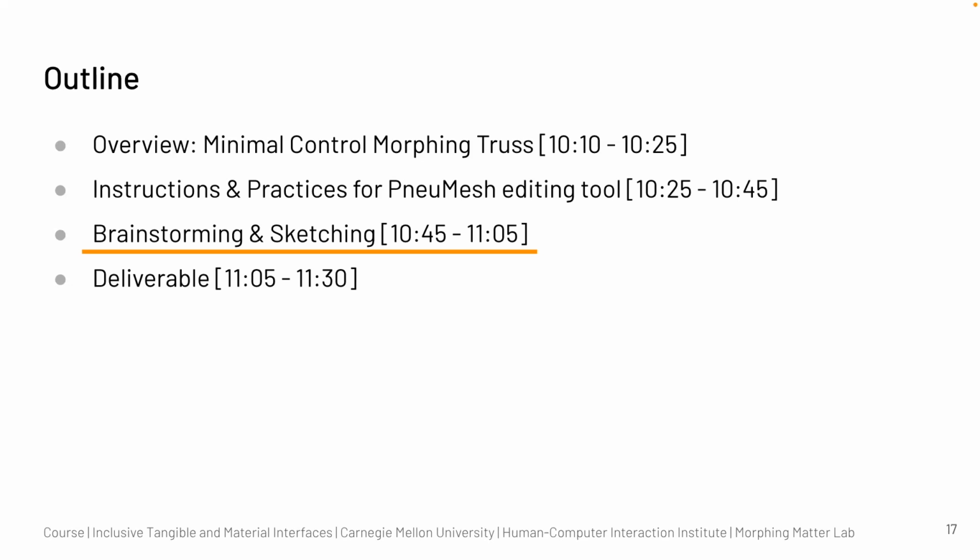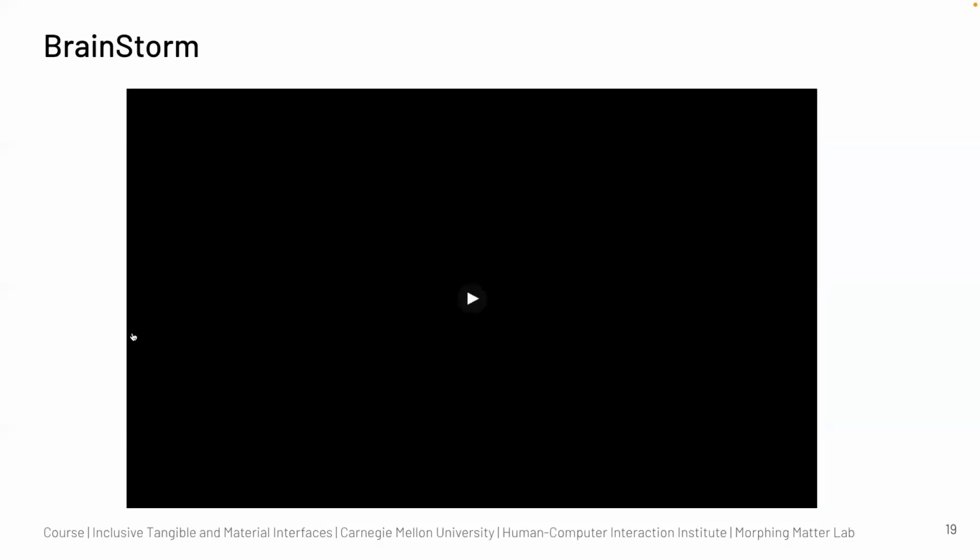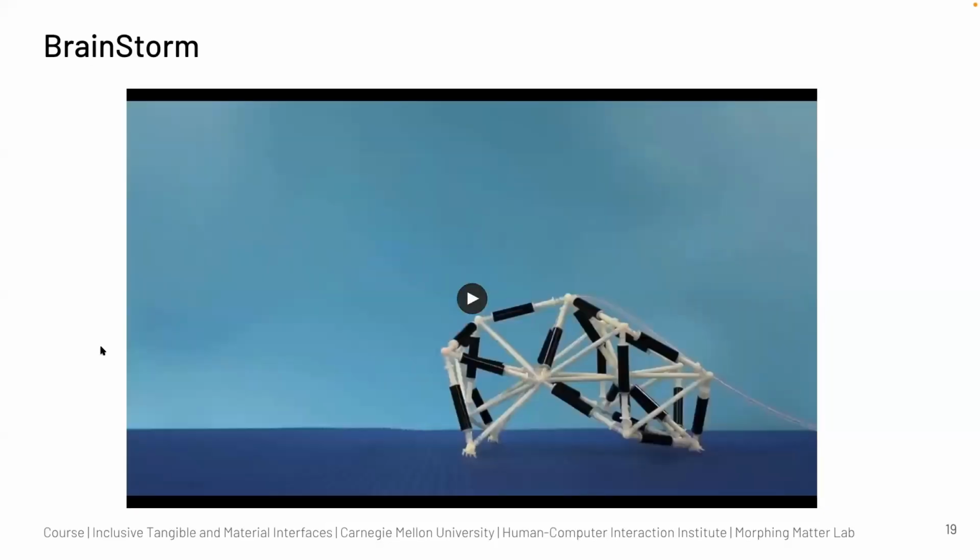Okay, now let's move on to the next stage. If you still haven't finished the column, you will still have a lot more chances later in the class. So now you're going to group into 3 and do some brainstorming for what kind of shape you can make, what kind of application you can build with this structure.